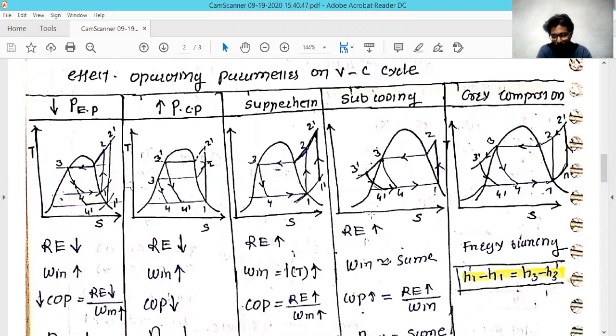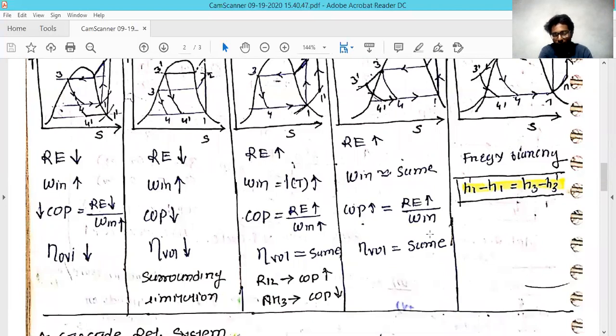And if you want to find the coefficient of performance for this cycle, here the refrigeration effect is going to increase, but the work input will remain the same. That's why, as a result, the coefficient of performance is going to improve. And the volumetric efficiency will remain the same, because we are operating this compressor at the same pressure.